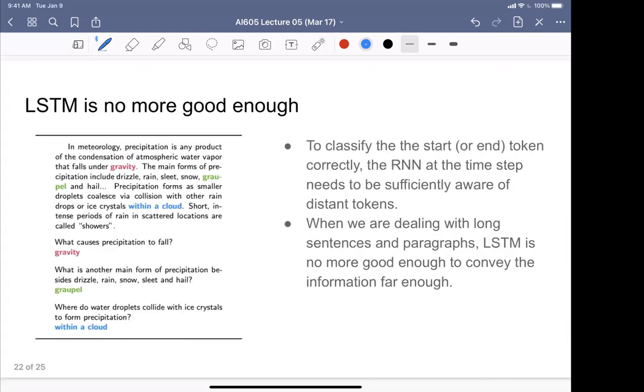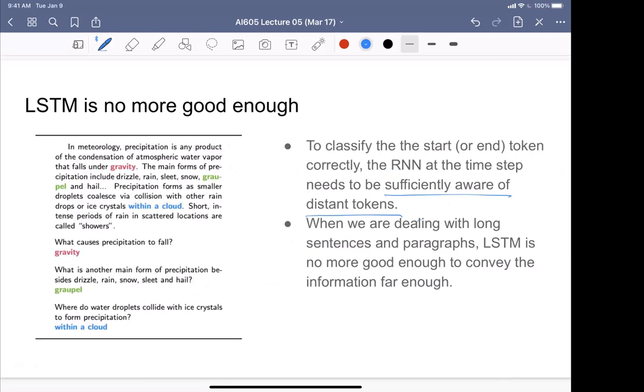But I want to indicate that RNN or even LSTM is no longer good enough when you come to MRC or similar tasks that have very long text. That's exactly because to classify the start or end token correctly, the RNN at the time step you're looking at needs to be sufficiently aware of distant tokens.